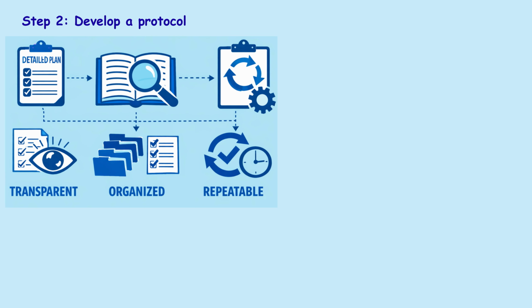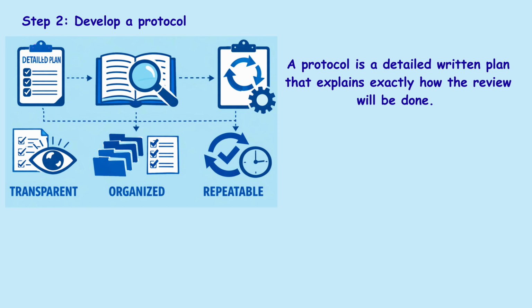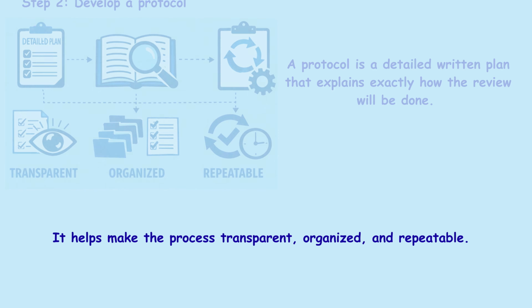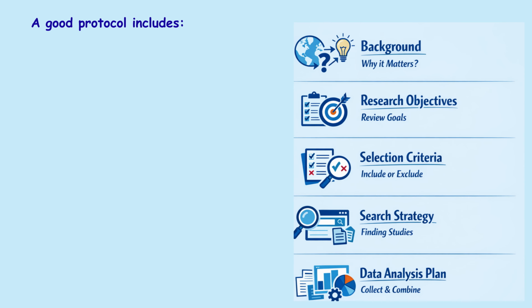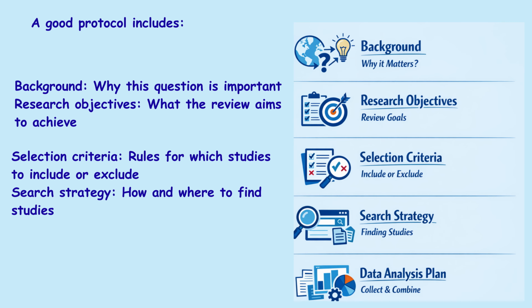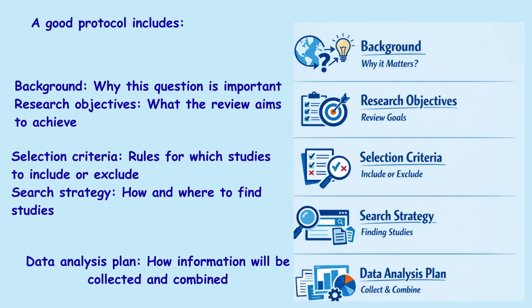Step 2. Develop a protocol. A protocol is a detailed written plan that explains exactly how the review will be done. It helps make the process transparent, organized, and repeatable. A good protocol includes background, why this question is important; research objectives, what the review aims to achieve; selection criteria, rules for which studies to include or exclude; search strategy, how and where to find studies; data analysis plan, how information will be collected and combined.